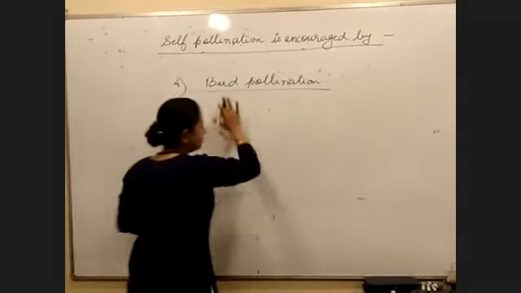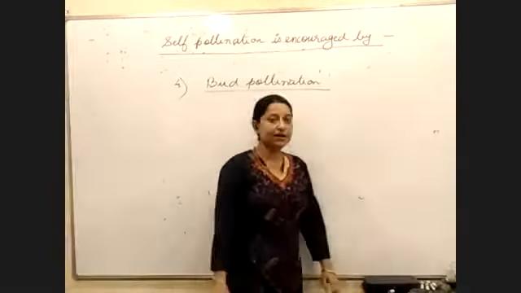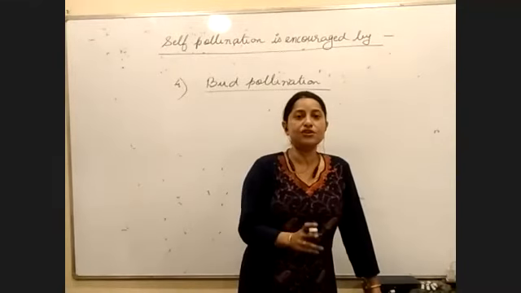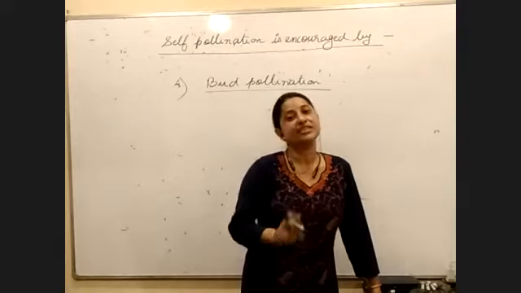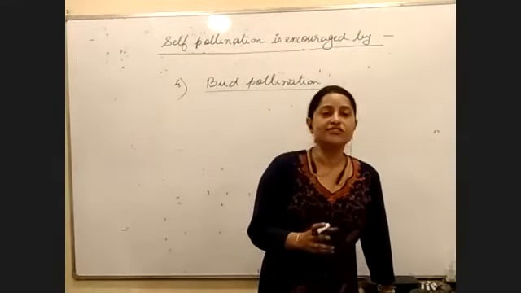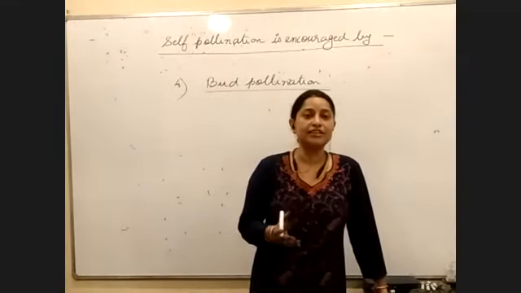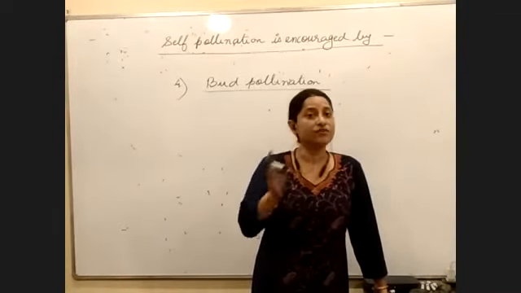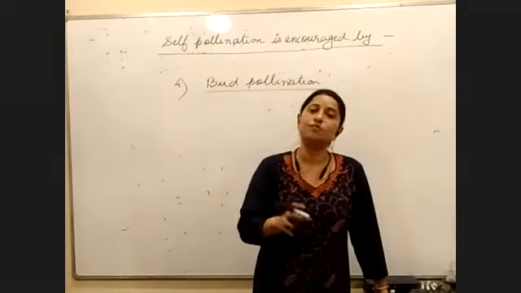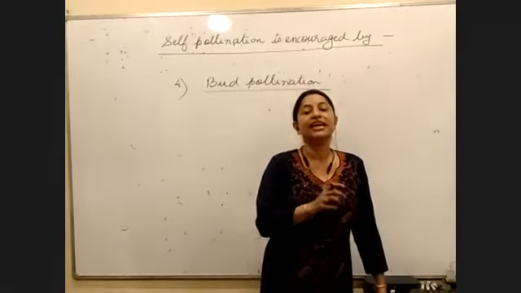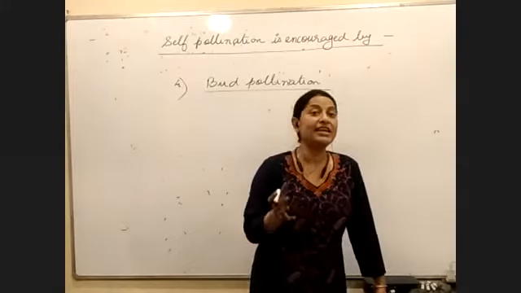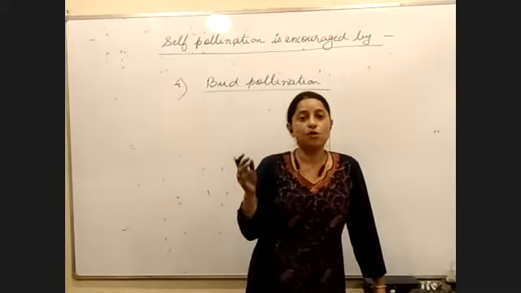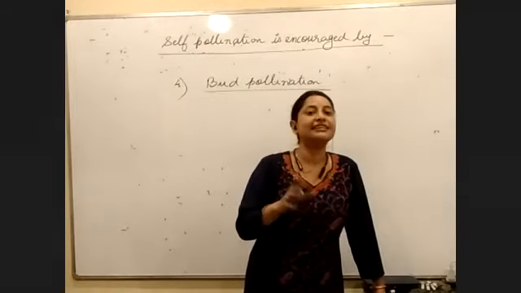So we have something called bud pollination. Bud pollination means there are certain plants in which pollination occurs at the bud stage itself. In general conditions, if you're talking about pollination, when does pollination happen? In the flower condition. A bud will get transformed into a flower and only after that pollination will take place. But in certain types of plants, pollination occurs during the bud condition itself.